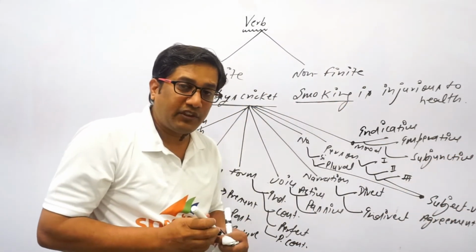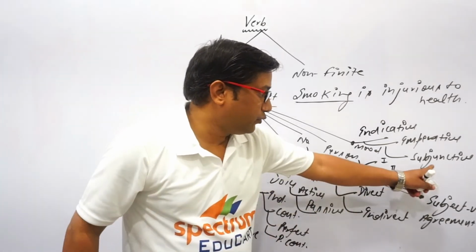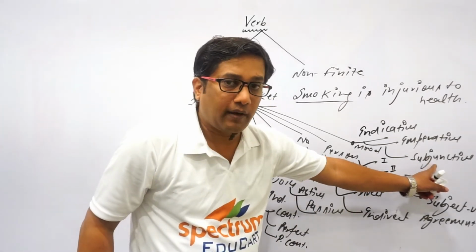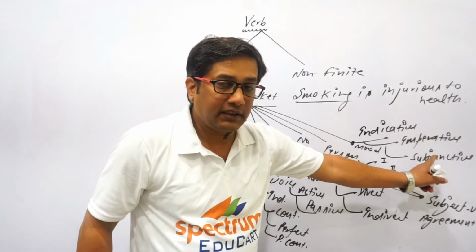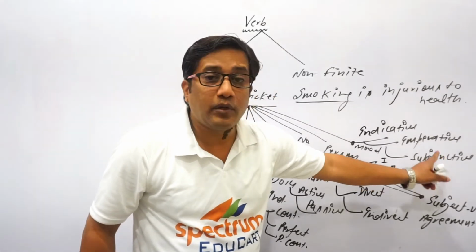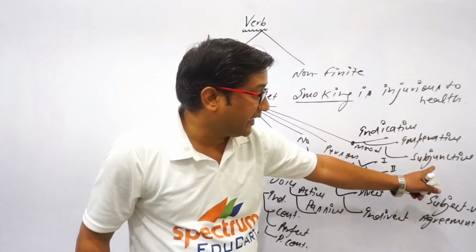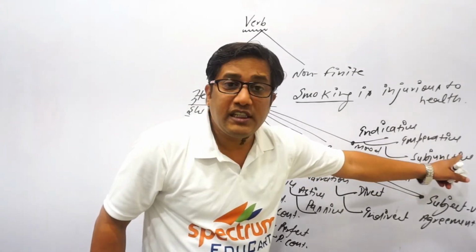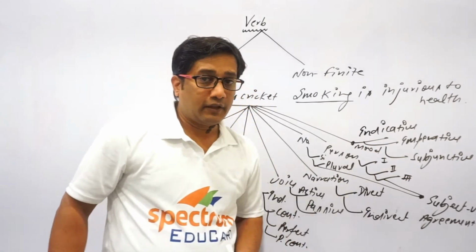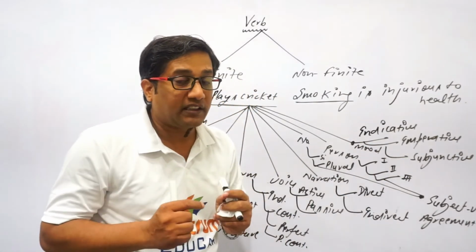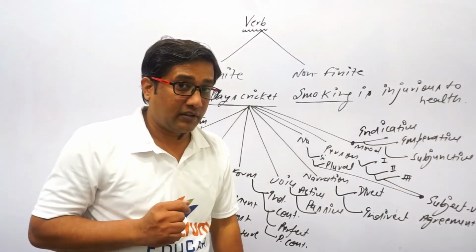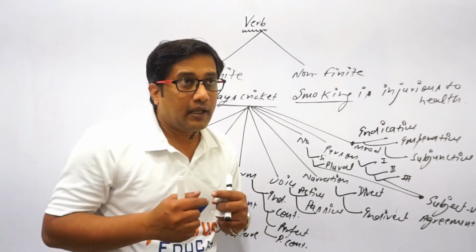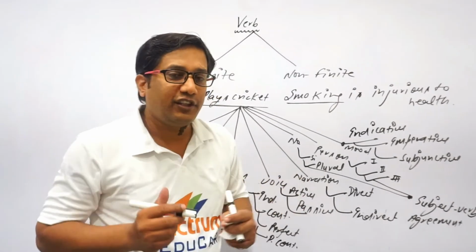So what is subjunctive? Many of you must have seen this word for the first time. This is not subjective, this is subjunctive. Spelling is S-U-B-J-U-N-C-T-I-V-E. Subjunctive means that it covers conditional sentences, sentences that focus on a condition.